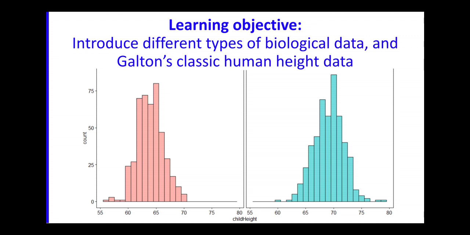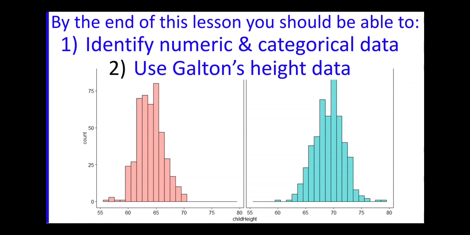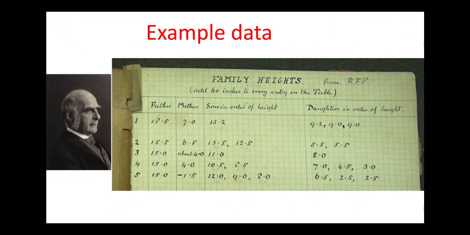So the key learning objective here is to introduce a couple different types of biological data and to get to know this particular data set so we can know how to work with it. By the end of this lecture, you should be able to identify two different types of common biological data, numeric data and categorical data, and you should also be able to use Galton's height data.